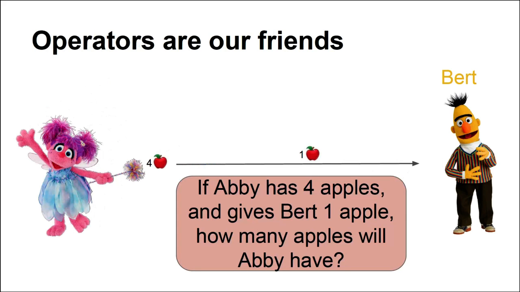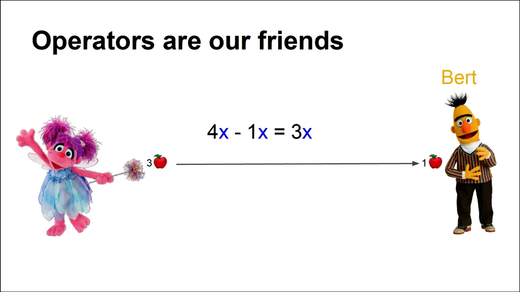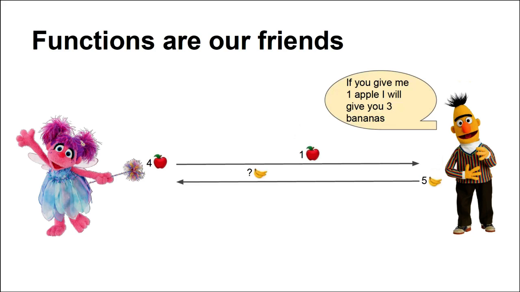And then we learned how to operate on these numbers. So basically, if Abby has 4 apples and gives 1 to Bert, then we can just do a simple subtraction and say that, okay, after she gives 1 apple, she will only end up with 3 apples. And then we finally learned about functions. So let's say that Bert says that for each apple that Abby gives to him, he will give her 3 bananas.